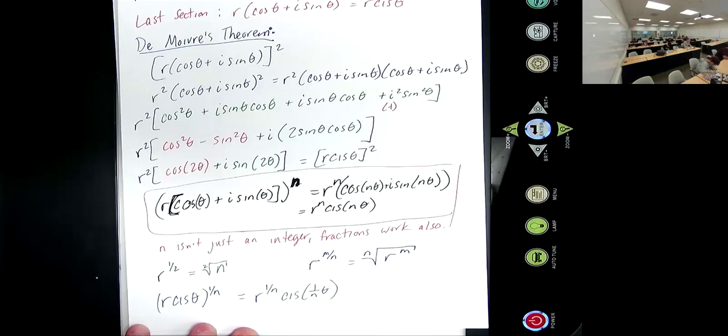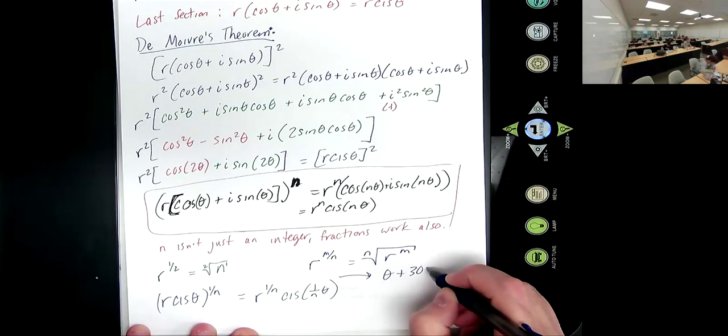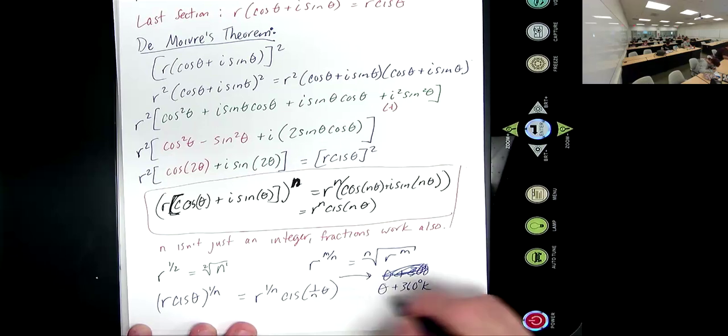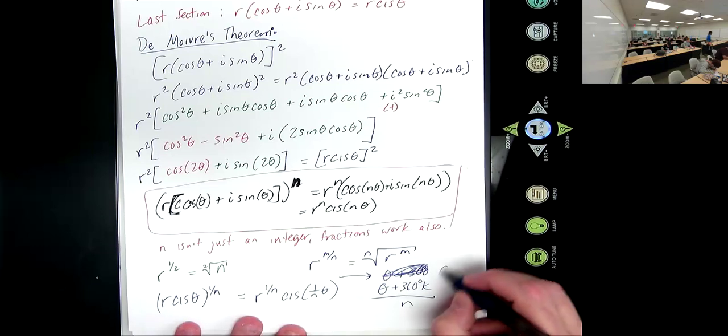And that applies to any loop. So it's kind of like theta plus 360 degrees times k, divided by n. It just shrinks down the period. Or 2 pi right there.